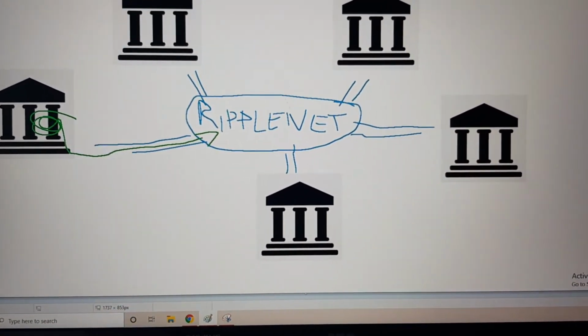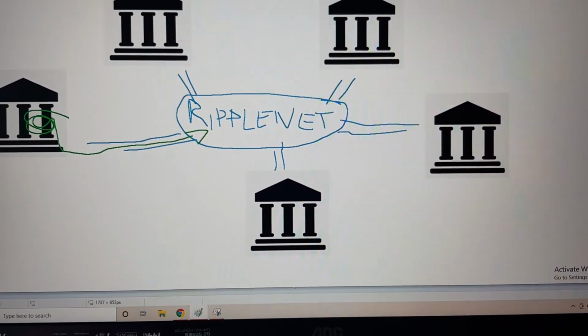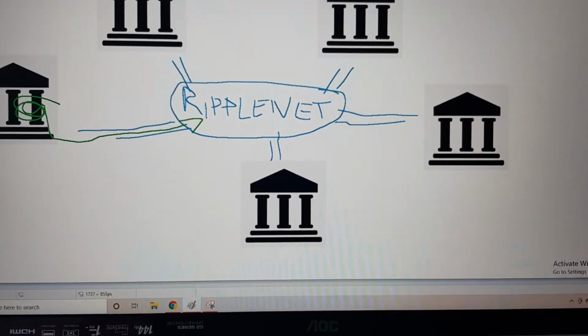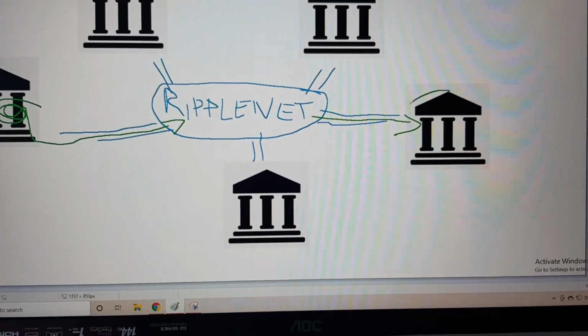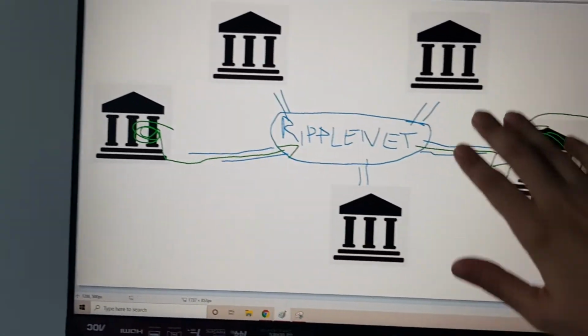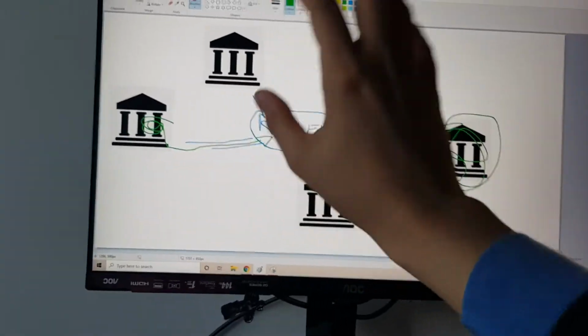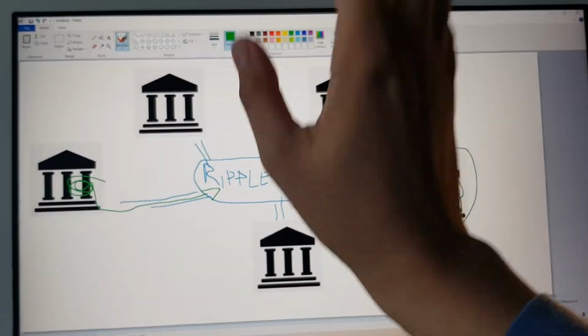RippleNet converts the currency and says, all right, well, there's demand for this currency. We want to get it to this account. We're going to process it within seconds, and then it's here at the destination. So instead of waiting days or even weeks, you now wait a couple of seconds. That's the solution that XRP is taking over.